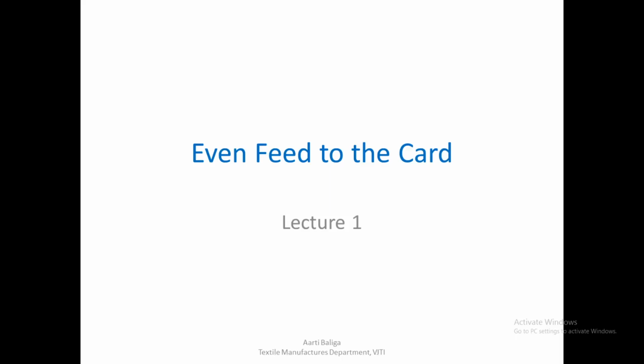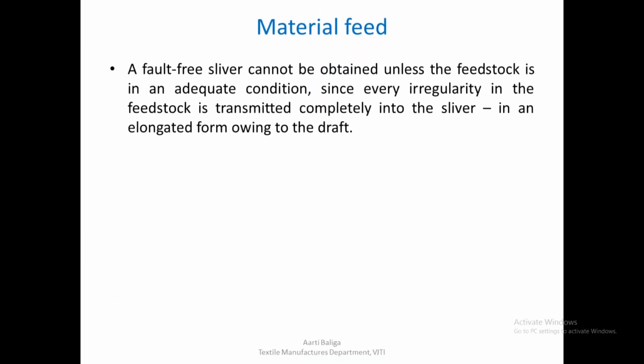Hello, today we shall study the topic of even feed to the card. In the conventional system, where there was an old blow room line, the scutcher would produce laps and these laps would be manually carried to the next process, that is the card. But in the modern system, whatever material is being delivered by the blow room is transferred to the card by chute feed system. So let us take a look at that.